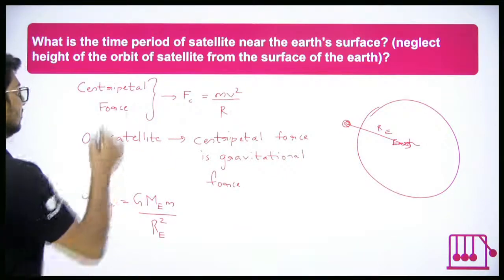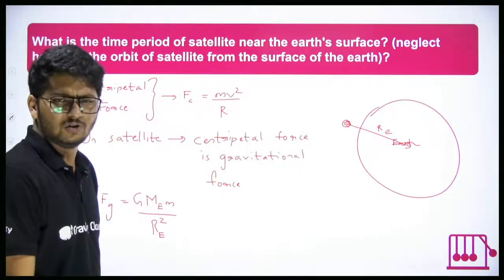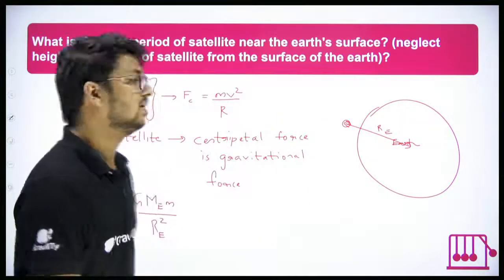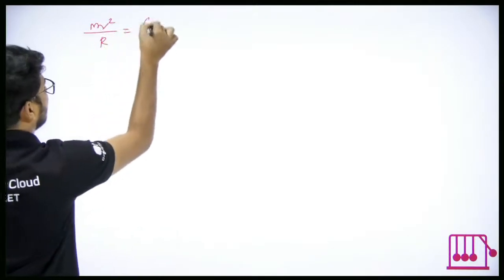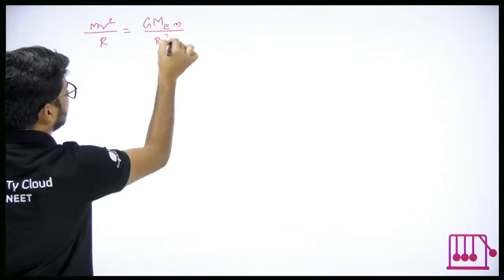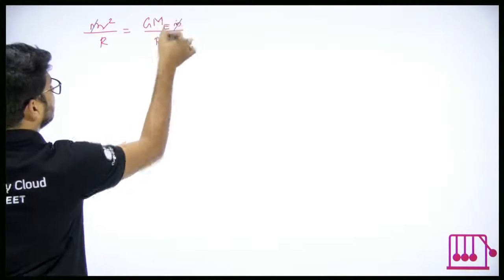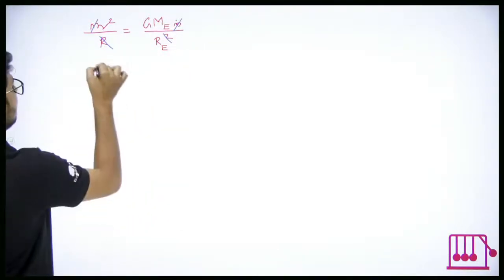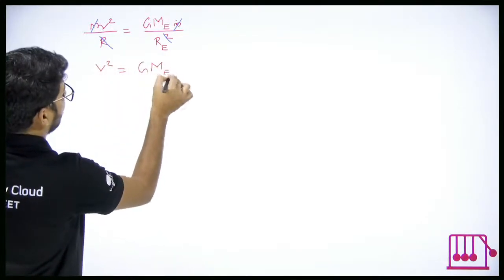So we got gravitational force and centripetal force, both of them are equal. The centripetal force is not a new force. There is gravitational force which itself will act as centripetal force. So mv square by r is equal to capital G mass of earth, mass of satellite by Re square. Now you can clearly see what happens. m cancels. One r and square cancels. So what will remain? v square is equal to GMe upon Re.